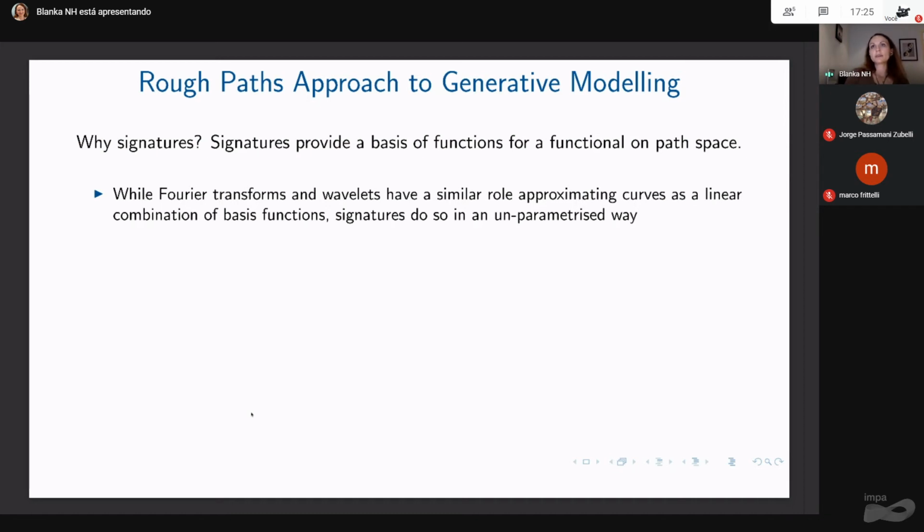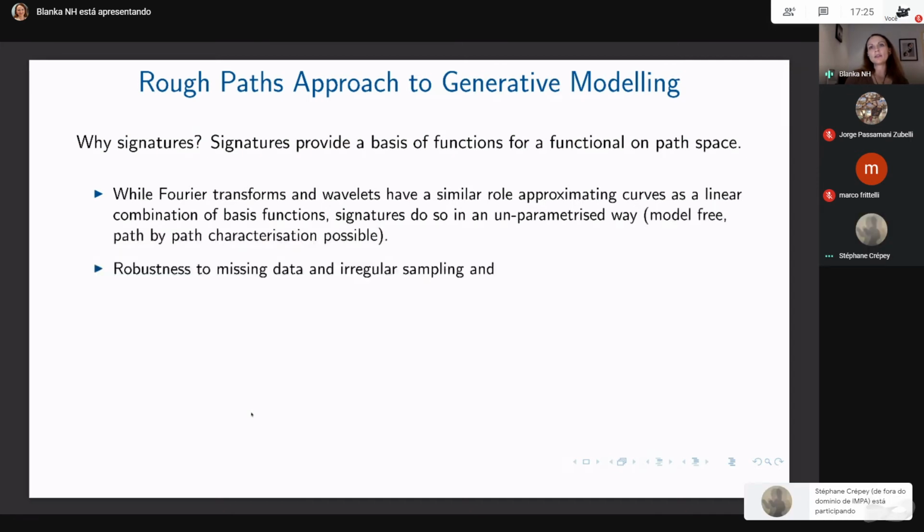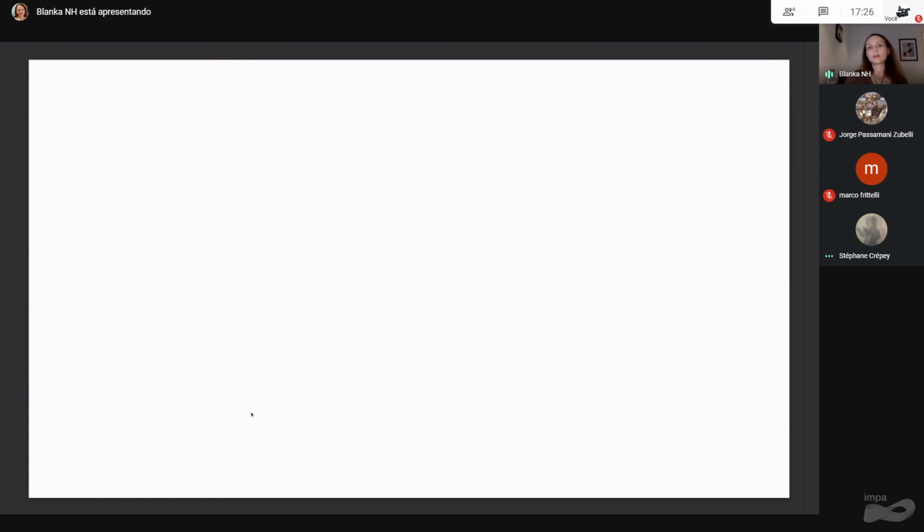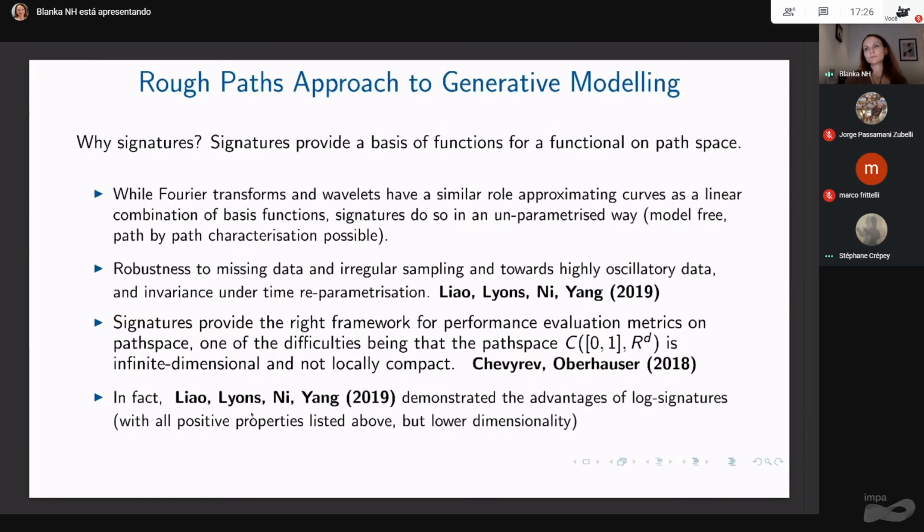So signatures provide a basis of functions on functional path space, and similarly to Fourier transforms, we can approximate curves as a linear combination of these basis functions, but signatures do so in an unparametrized way. They have the advantage as well that they're robust to missing data and to irregular sampling. So if we would like to model tick data, then this is also a good way of doing so.